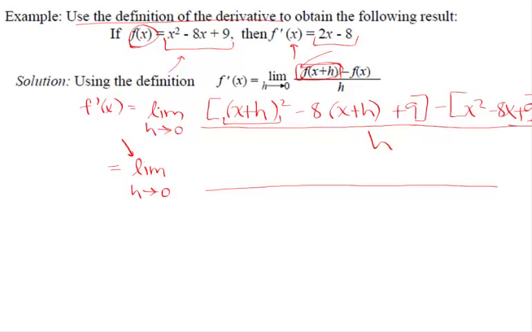So let's expand that. That will be x squared plus, we're going to have 2hx's. Hopefully you can see that. I'll come out over here: x plus h times x plus h. First is x squared. Outside is x times h. Inside is x times h.